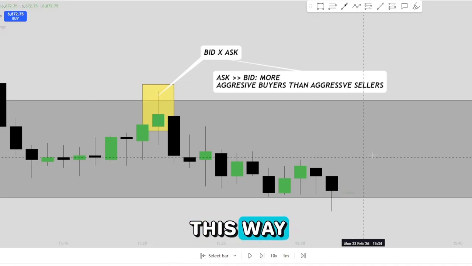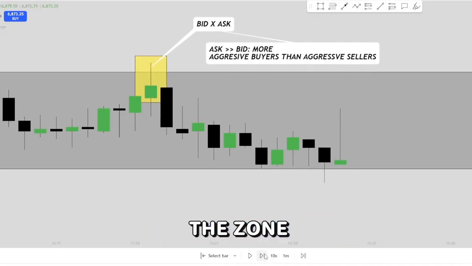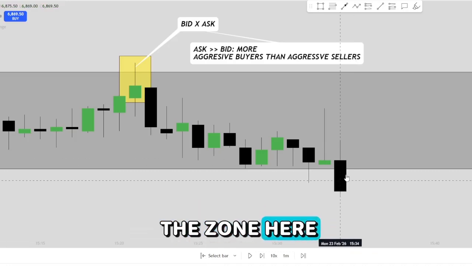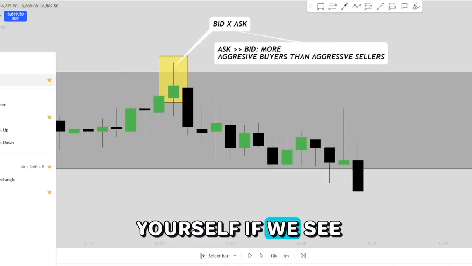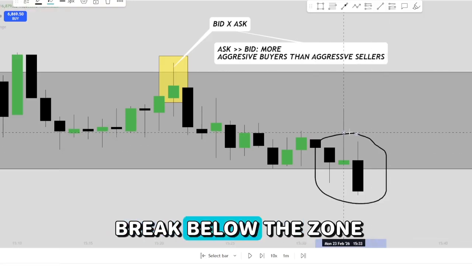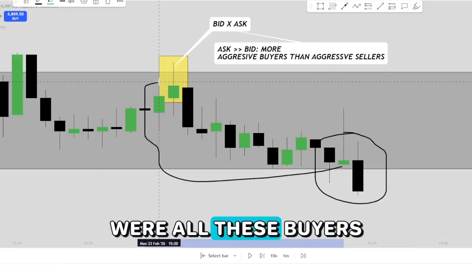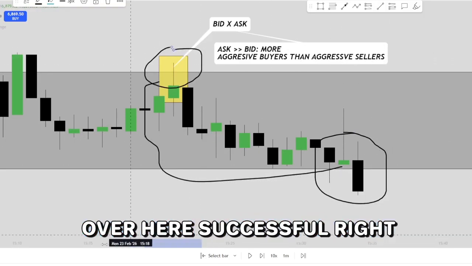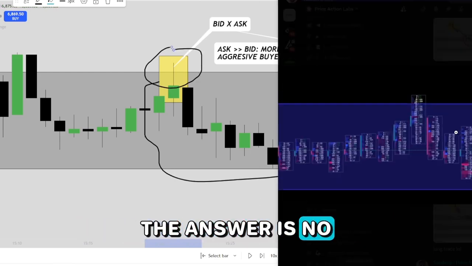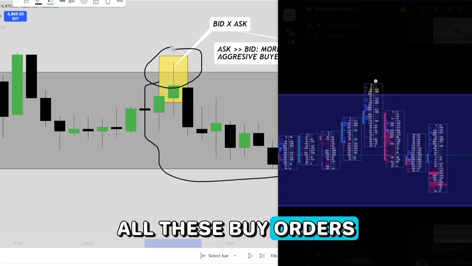So think about it this way. If we break below the zone, which is basically what we had over here, you want to ask yourself, if we see this sort of price action here, if we break below the zone, were all these buyers over here successful? All these buyers on the footprint charts, were they successful? Well, the answer is no, they weren't. All these buy orders here were trapped.